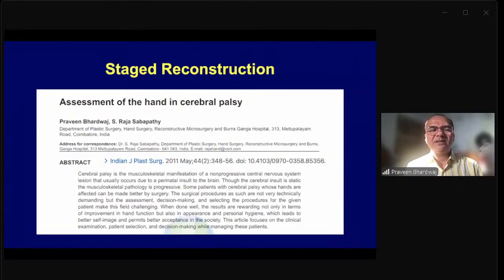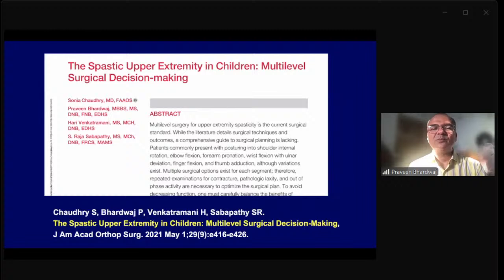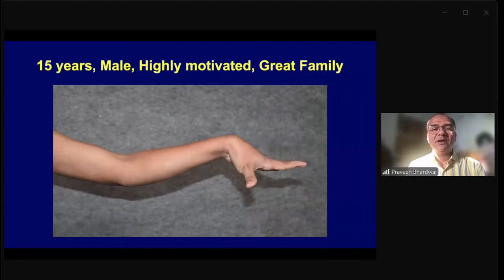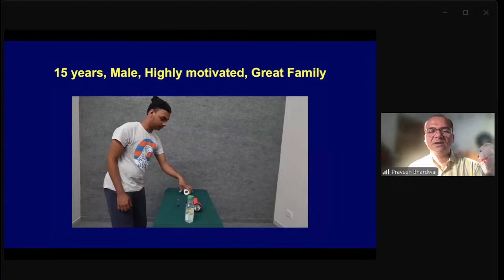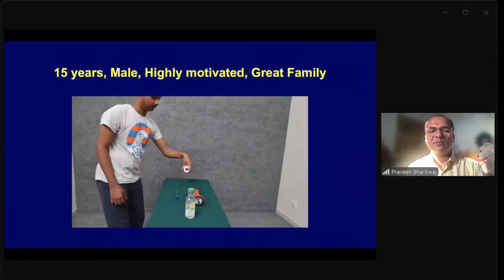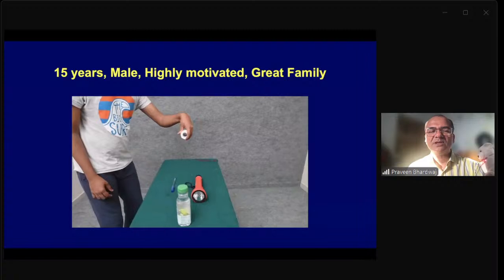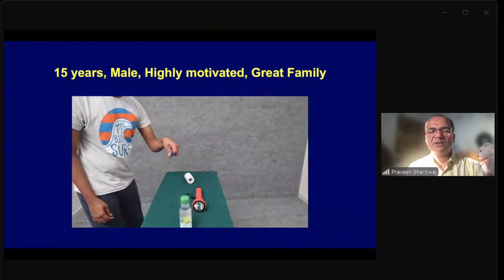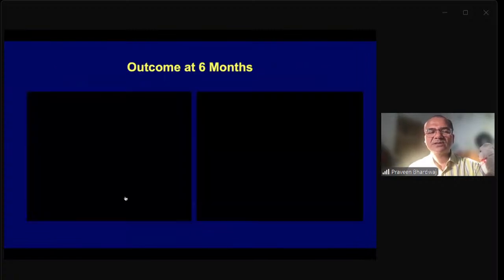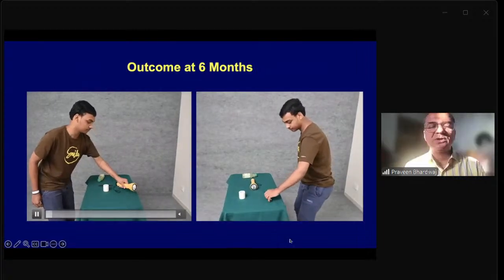So in the beginning, I think it is safe to go by staged reconstruction, as was our practice some time back, but now we routinely do multi-level surgery at a single stage. And we have found that it is much more effective and allows you to reach the functional status much earlier. For example, this patient who was 15 years old, a well-motivated boy with wrist deformity, thumb-in-palm posture, and elbow flexion deformity, which was more of a dynamic deformity. We decided to do all the corrections at a single stage, and this is the outcome you can get.